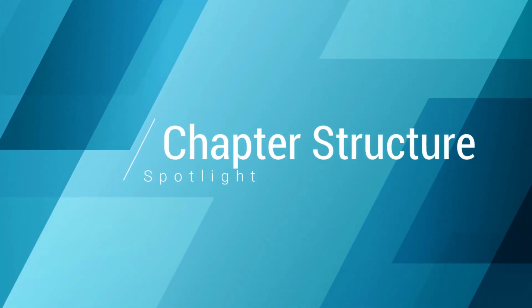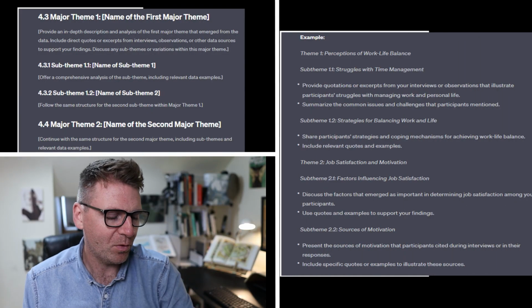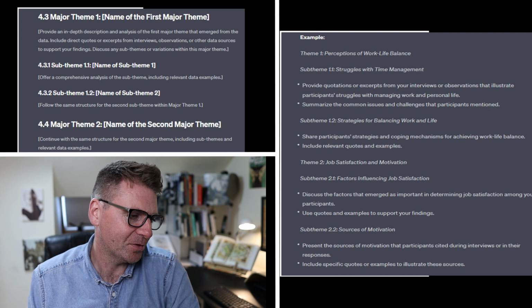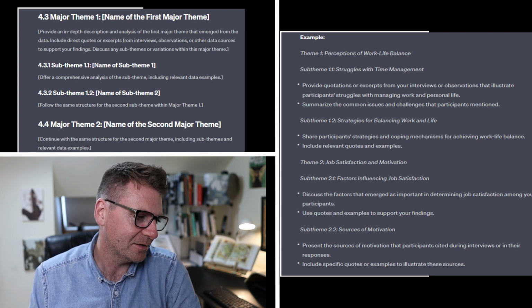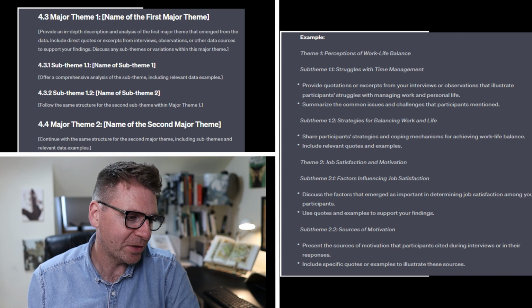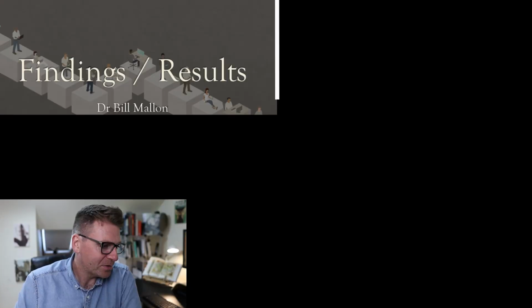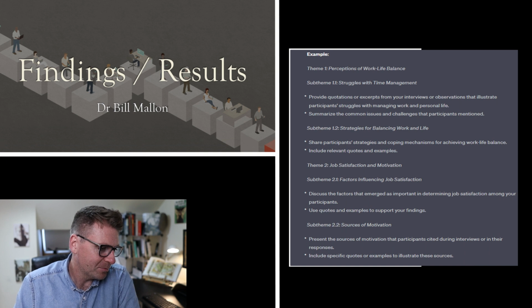So to stop people disappearing from the video because I might be sounding like I'm a crazy person going off topic, I provided a nice little slide here of what a qualitative chapter looks like. Now again, don't crucify me, this is going to differ slightly depending on your thesis or your field, but the vast majority of qualitative theses I correct are going to look like this. Theme 1, perceptions of work-life balance. Subtheme, struggles with time management.